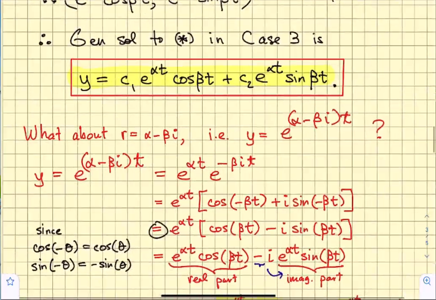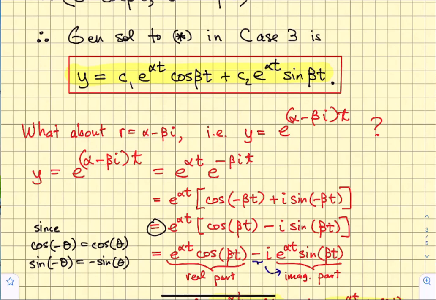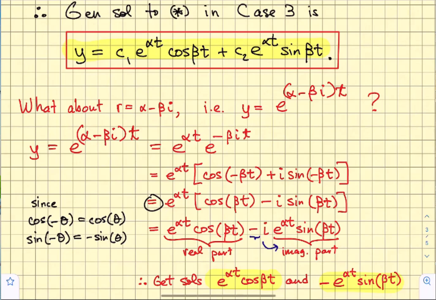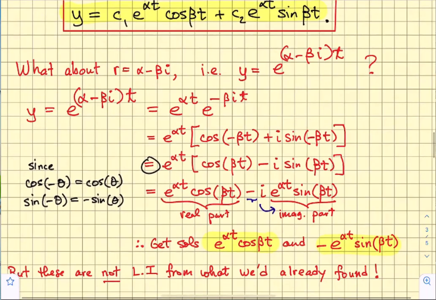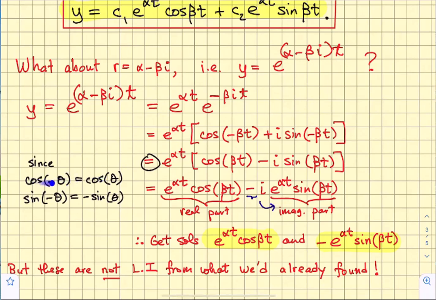So what about the root r equals alpha minus beta i? Well, let's just go through the motions again. Let's look at y equals e to the r times t. We know that this is a solution. So again, if we distribute the t and we split the exponential, and use Euler-De Moivre on this, now if we use just a little bit of basic trig, cosine is an even function, so cosine of minus beta t is the same as cosine of beta t. Sine is an odd function, so for sine of minus beta t, that minus pulls out and you get minus i sine beta t. Now if you distribute your e to the alpha t, you get your real part here and your imaginary part here.